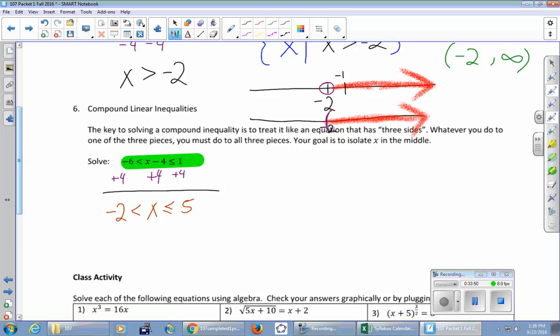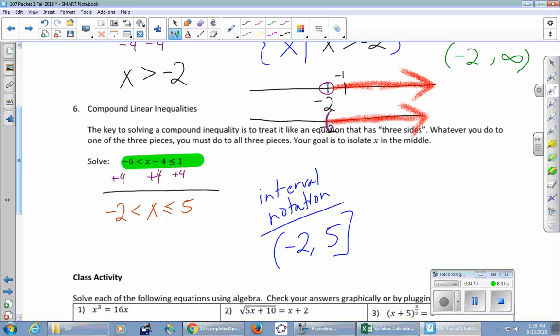So that's it. Just one more time for practice. Can you write interval notation for that one? -2 less than x less than or equal to 5. -2, parentheses or bracket? Parentheses. 5, bracket, right? Just have to keep track of which one means include and which one means exclude.